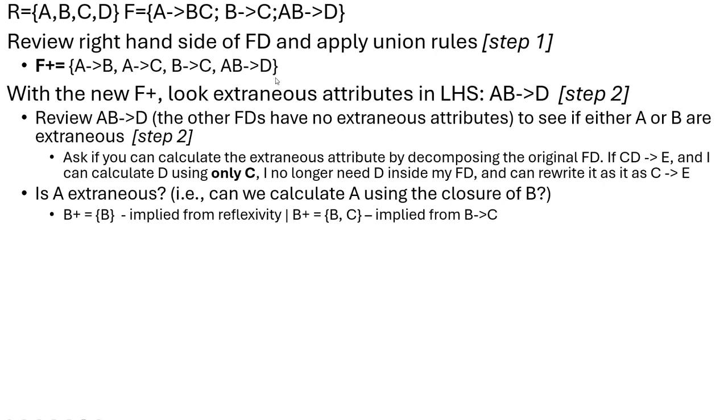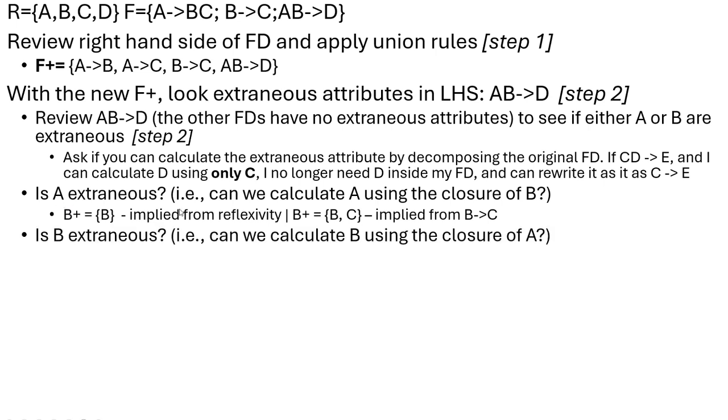Also, try to remember that we're not going to be looking at AB over D right now in this closure. We're trying to see if we can get to A. Okay? So, because I cannot get and calculate A using B's closure, I can only get B and C, we can assume for right now that A is not extraneous. Now we ask the other guy, is B extraneous?